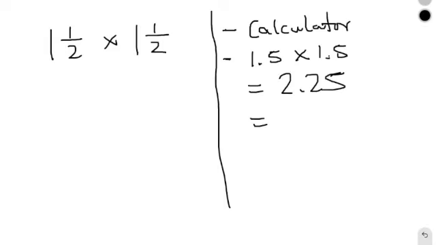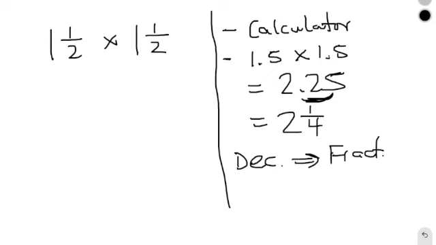Okay, and if we know anything about converting decimals to fractions, we would know that would be 2 and 1/4. Don't worry, that's something that we're going to cover in another video: how to convert decimals into fractions. But I just want to show you that our method for multiplying 1 and 1 half by 1 and 1 half is going to equal 2 and 1/4.